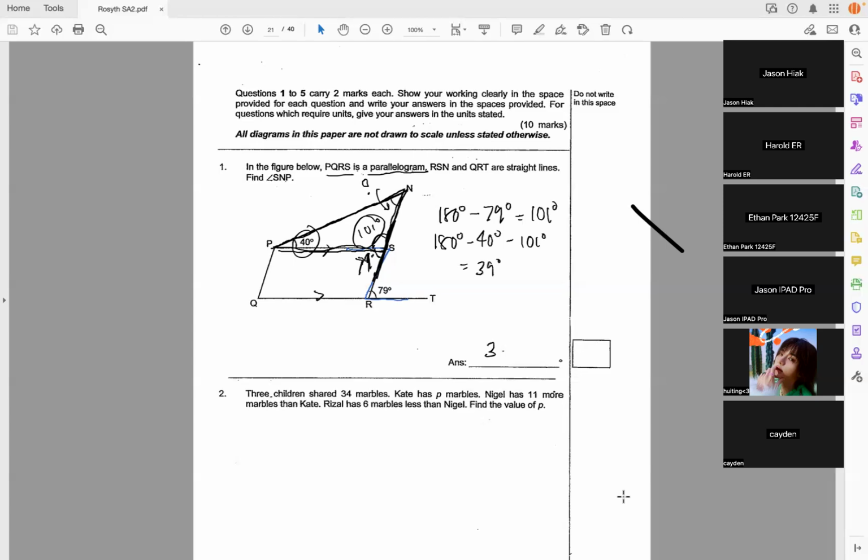All right. Now let's look at question number 2. I'm going to clear this. Okay.